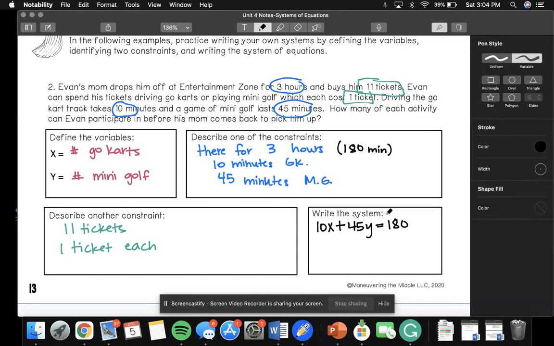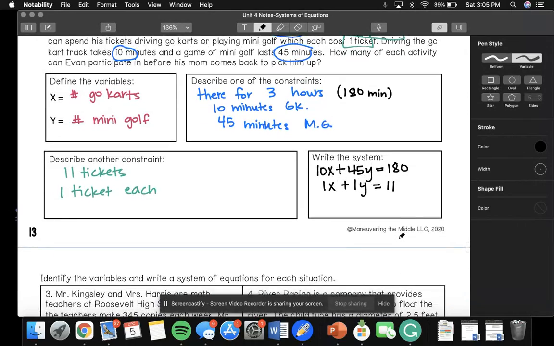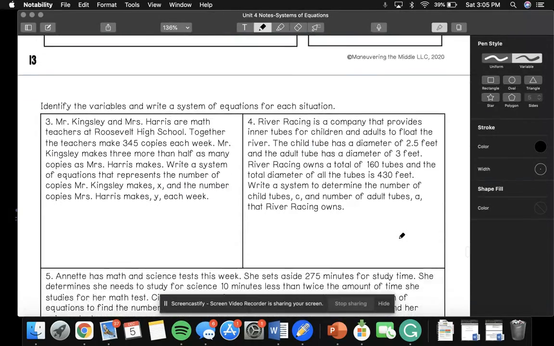Okay? The other equation that we can write is the number of tickets. So they have a total of 11 tickets, and each time to go and play one of these games is 1 ticket. So it's 1 ticket to go go-karting, it's 1 ticket to go mini golfing, and he has a total of 11 tickets. Okay? Anyway, we can solve this, but we're just practicing writing right now.